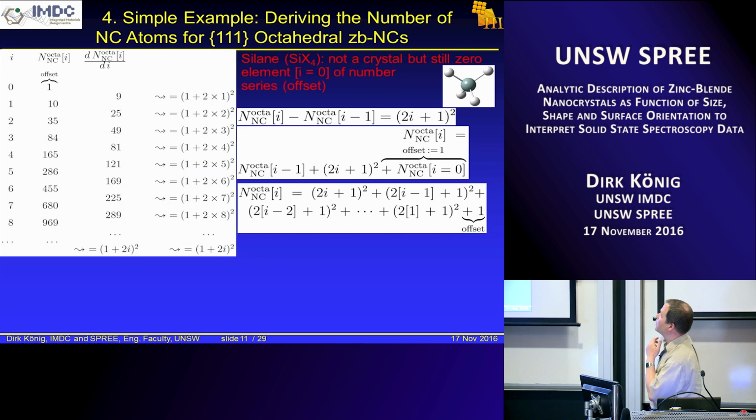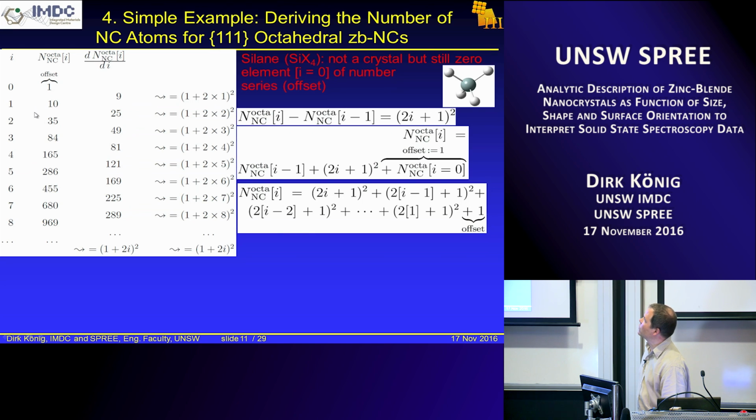Now on the derivation of the number series, we start with the number of nanocrystals. And I just put down the number of atoms here, nanocrystal atoms. And what we do first is we calculate the differential quotient. So basically the difference between each step. And we see that follows a clear scheme. So that's 3 squared, 5 squared, 7 squared, 9 squared, 11 squared, etc.